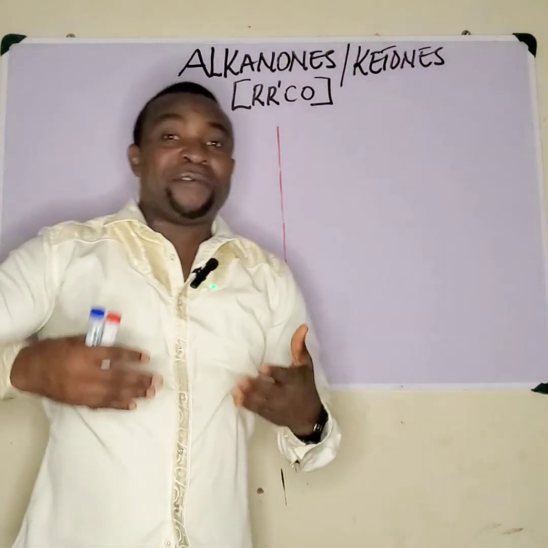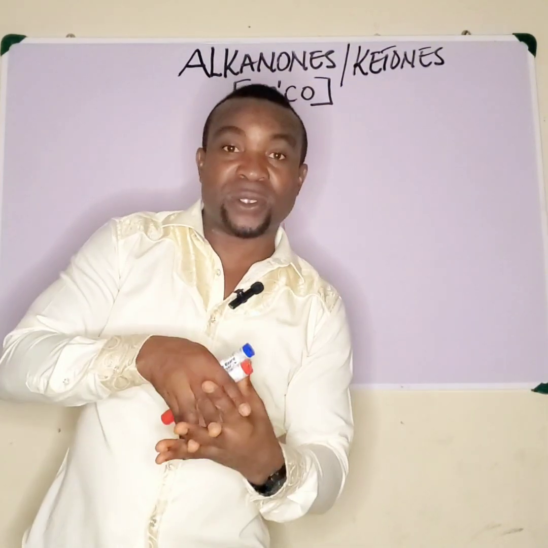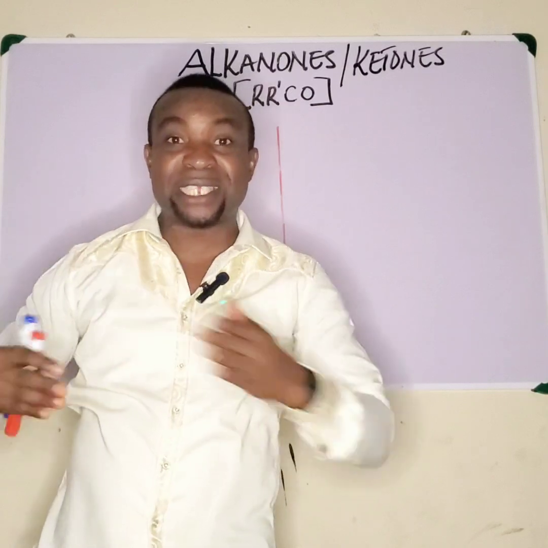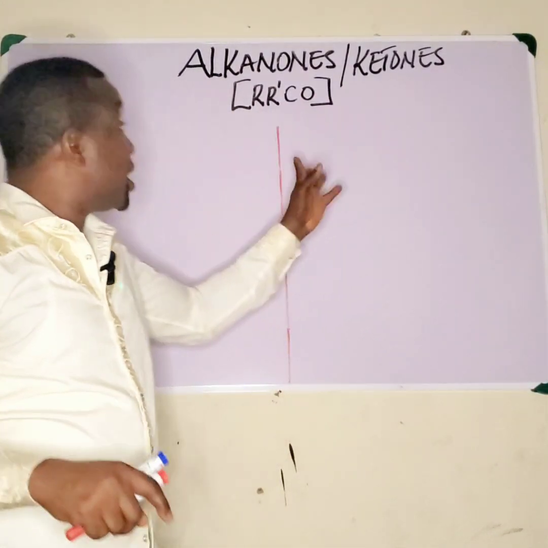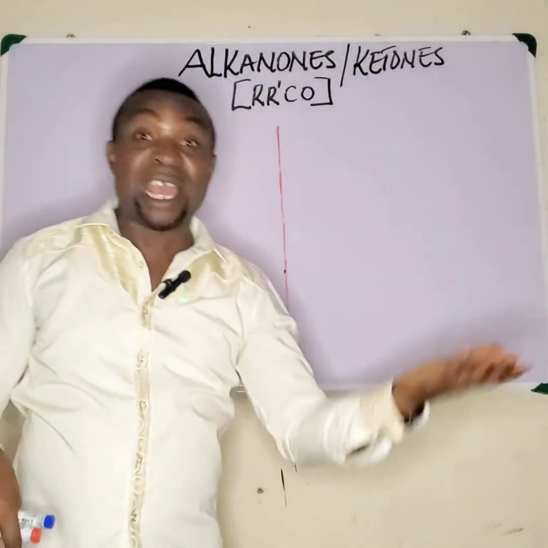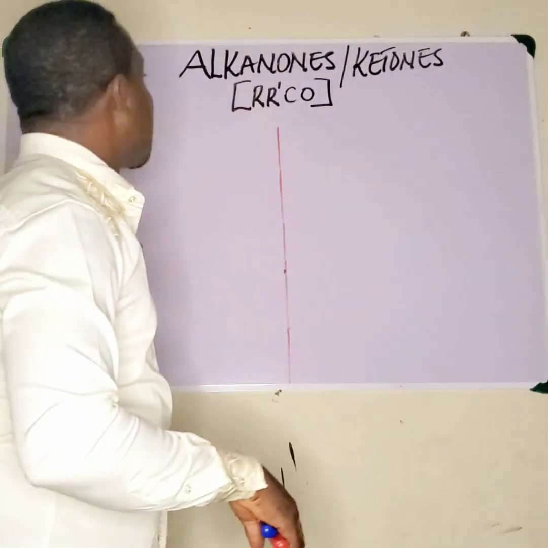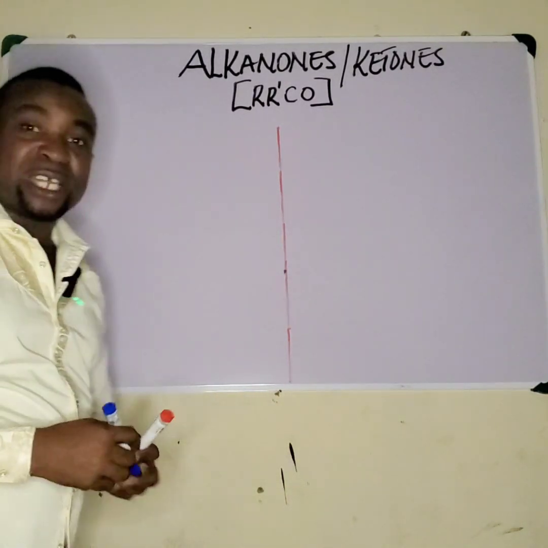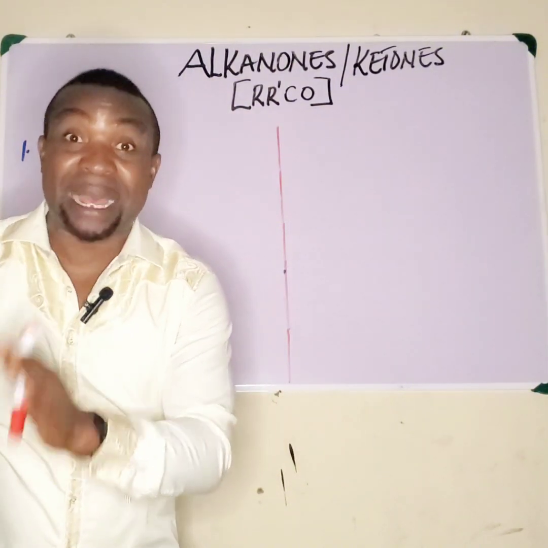And knowing some of these members will help us to know how we can prepare alkanones, how they can react with certain reagents, oxidizing or reducing agents, and how we can differentiate them from their friends, alkanals, if there is anything like that. So let us see some few members of alkanones. Let us pay attention and see these few members.